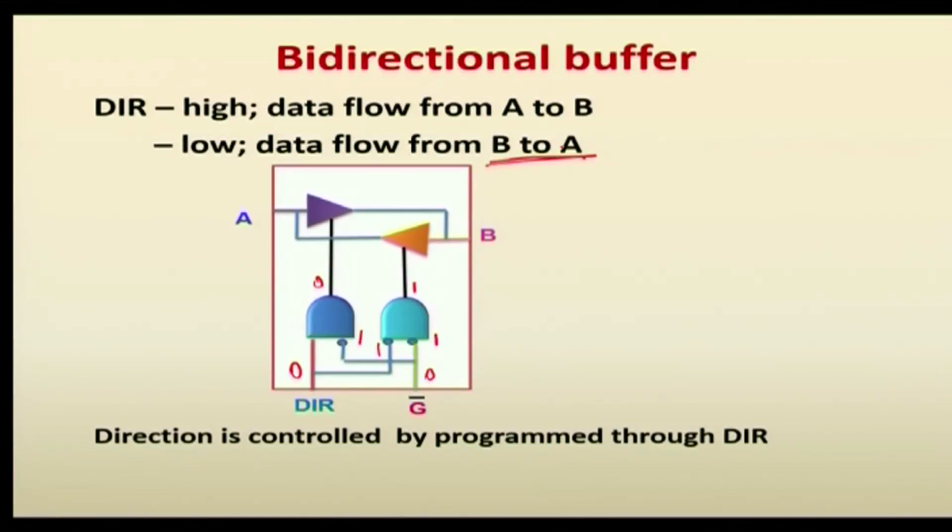So, from that what they are saying is that the bidirectional buffer is controlled by using the DIR signal. When the DIR signal is high, the data flows from A to B. When the signal is low, the data flows from B to A. So, with the help of this kind of additional signals, we can control the flow of data.